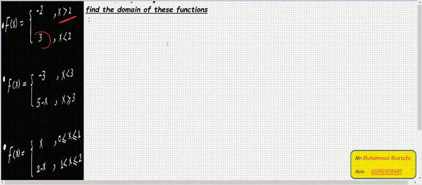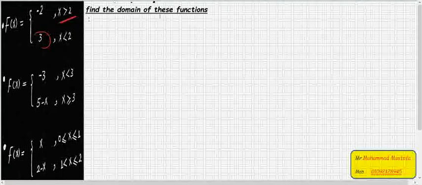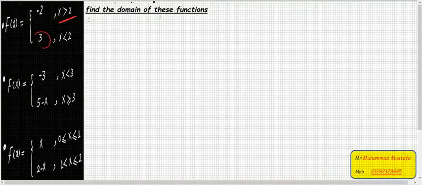In this question, he asked you to find the domain of these functions. And these functions are multiple definition functions. We notice that the domain is separated into many intervals. To find the whole domain of the function at all, we find the separated domains.